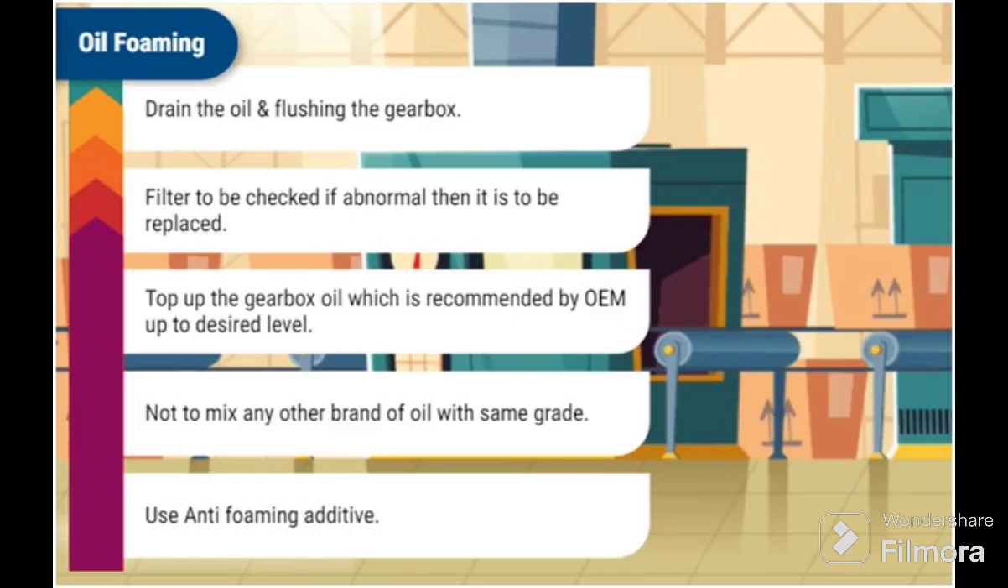In general, when the foam problem is found in a gearbox in splashed lubrication system, then the following attempts are to be taken: drain the oil and flush the gearbox. Filter to be checked. If abnormal, then it is to be replaced. Top up the gearbox oil, which is recommended by OEM, up to desired level. Not to mix any other brand of oil with same grade, and use anti-foaming additive.